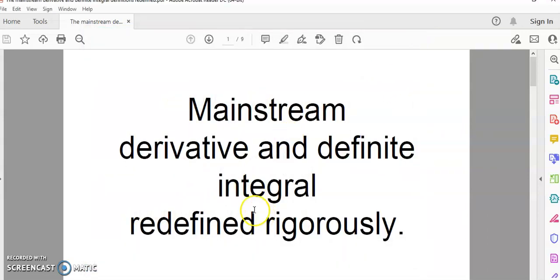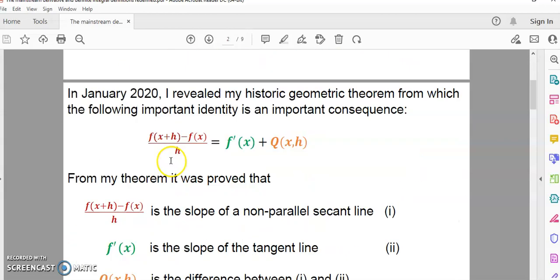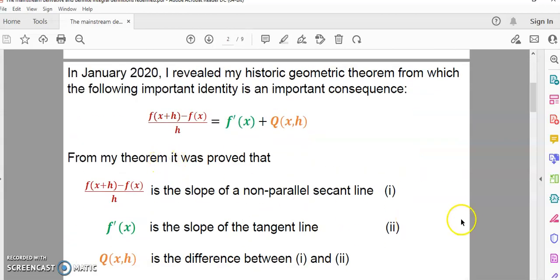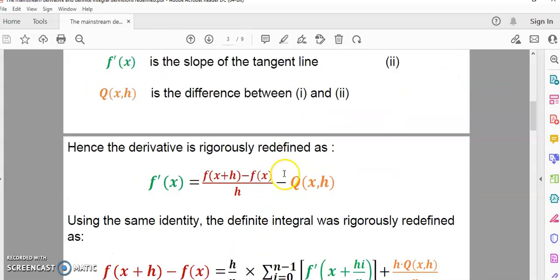So let's begin. Now, in January of 2020, I revealed my historic geometric theorem. This is it here, the identity from which the theorem comes. And it was proved that this expression here is the slope of a non-parallel secant line, this expression is the slope of the tangent line, and this is the difference between these two slopes.